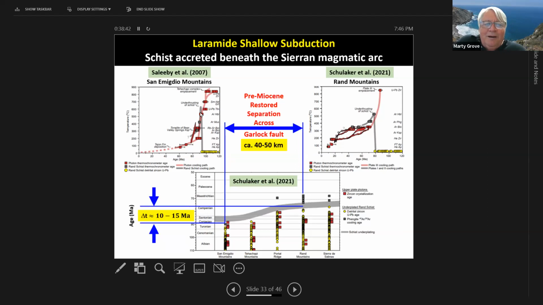So the first thing to recognize is that in terms of the timing of accretion, the data are not hugely precise, but something in the neighborhood of at least 10 to potentially 15 million years difference in the timing of accretion relative, over a distance that's approximately 40 to 50 kilometers.